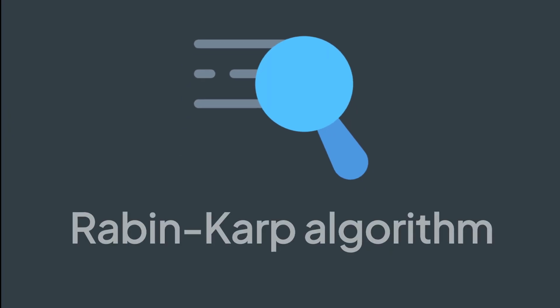In a previous video, we learned about hashing. In another one, we learned about the sliding window technique. In this video, we will take advantage of both of them to make a string matching algorithm named the Rabin-Karp algorithm.